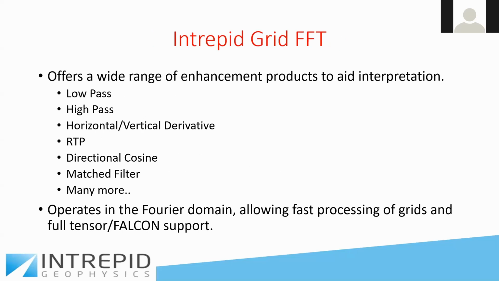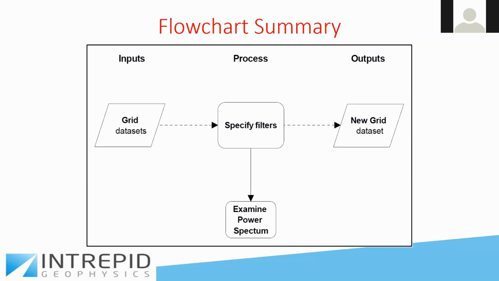Again, the grid FFT tool offers a large range of enhancement products. You've got low pass, high pass, RTP, directional cosine, match filters, all kinds of stuff in there. And it operates in the Fourier domain, which allows fast processing of the grids. And there's also full tensor Falcon support as well. So you've got the grid data set as your input, process specifying your filters, and you can examine the power spectrum, and then the output will be your new grid data set after the data has been brought out of the spectral domain.